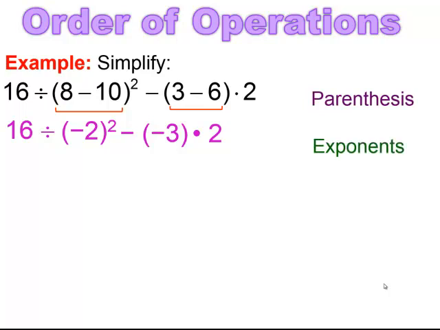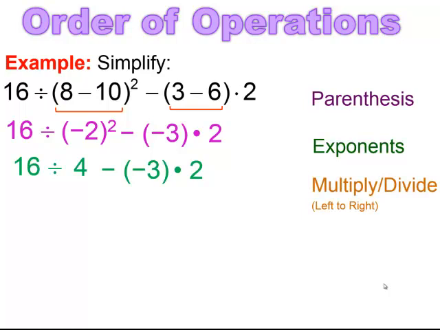So the next step in order of operations is to do exponents. So I have a negative 2 with parentheses squared. That means that I'm squaring the negative also. So I end up getting 16 divided by positive 4. And then I have minus negative 3 times 2. And now I'm going to do the multiplication and division from left to right.